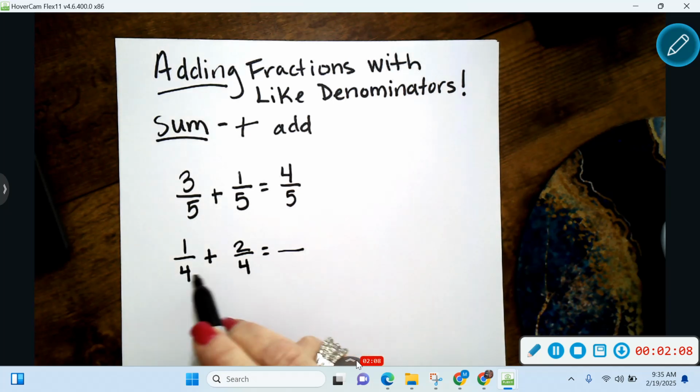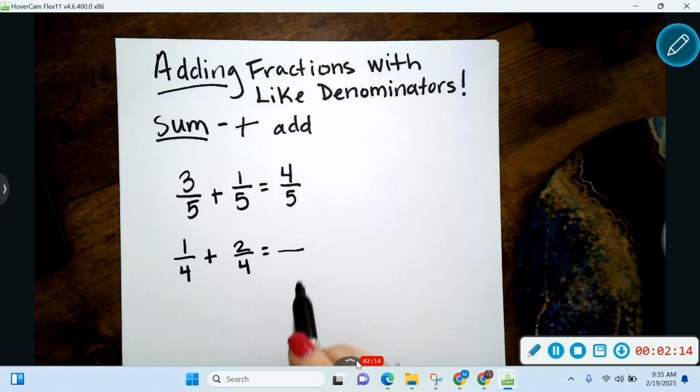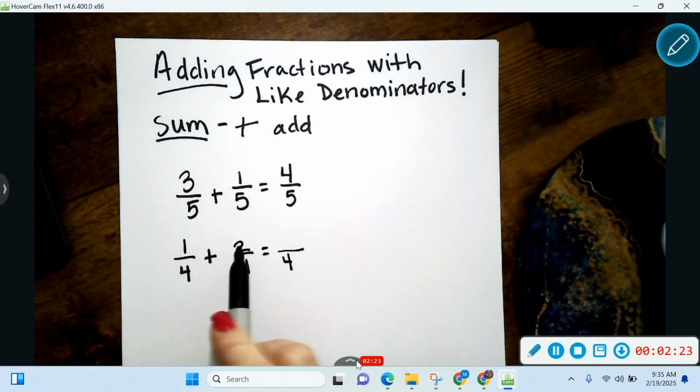So 4, you're not going to add 4 plus 4. Never do that. You'll get it wrong, and they will put that on your test at the end of the year. If the denominator is the same, it stays the same. And then you add your numerators. 1 plus 2 is 3.